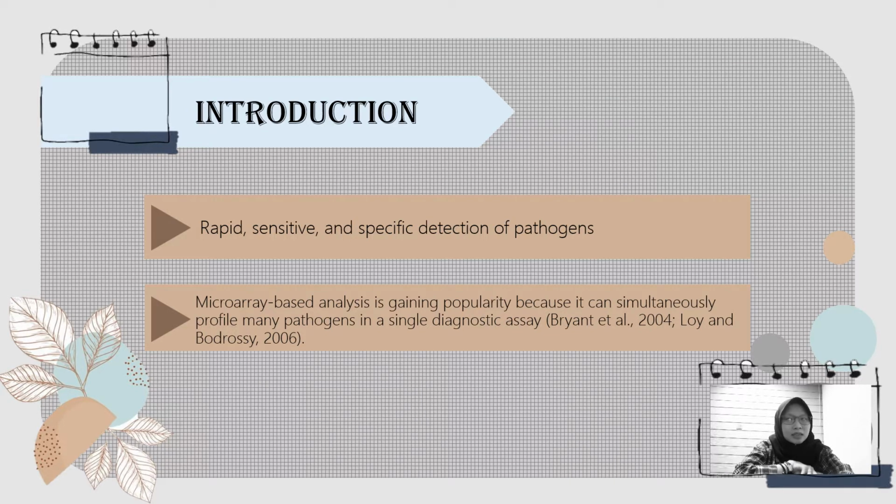This method is based on the fact that even a single base mismatch between an oligonucleotide probe on the microarray and the target gene sequence can weaken the hybridization signal intensity. Recently, microarray assays have been used for the detection and identification of aquatic pathogens.